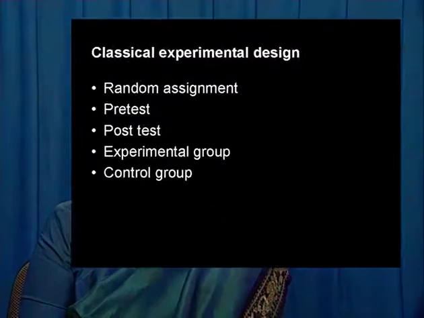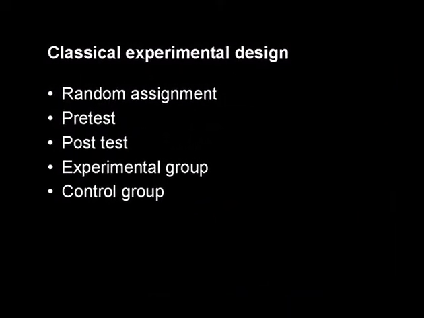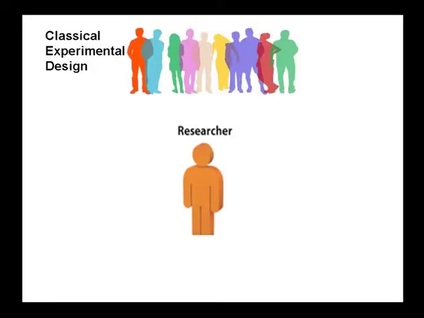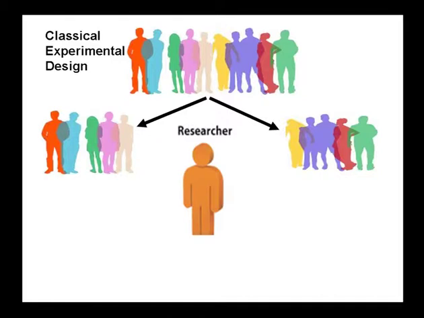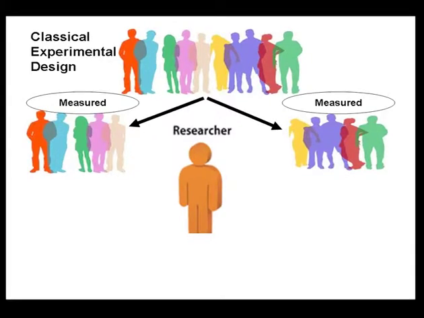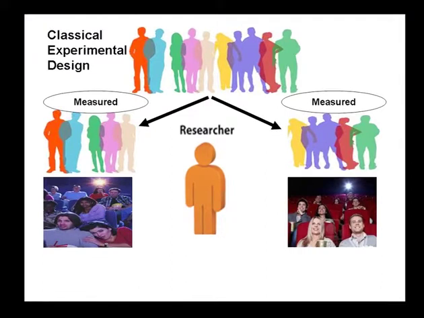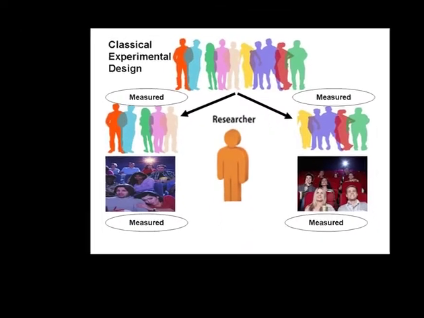The classical experimental design is the basic form of experimental design. This design has random assignment, a pre-test and a post-test, an experimental group and a control group. The researcher randomly divides the subjects into two groups and measures their attitude with the questionnaire before starting the experiment. One group watches a violent horror movie and another one non-horror movie as an independent variable. The researcher at the end measures the attitude again.